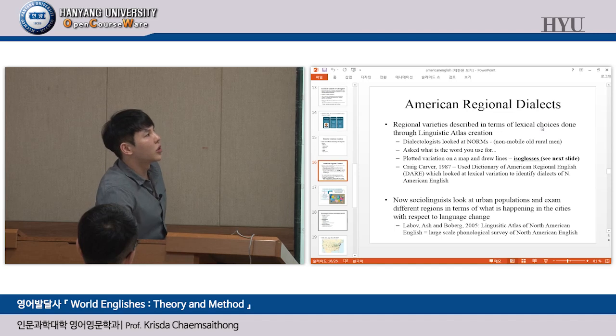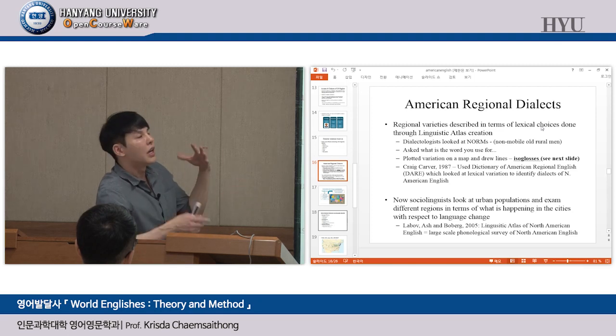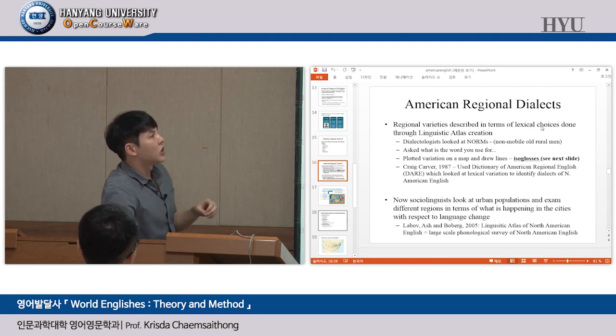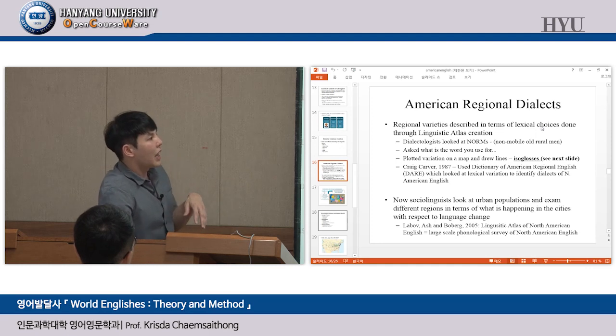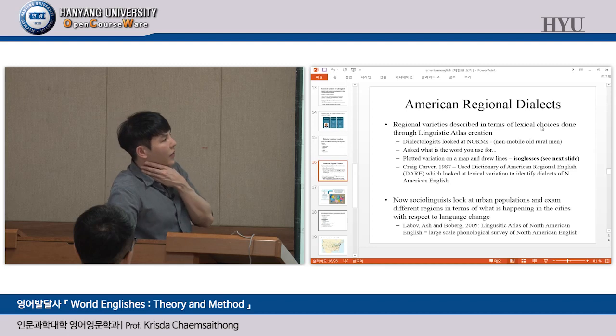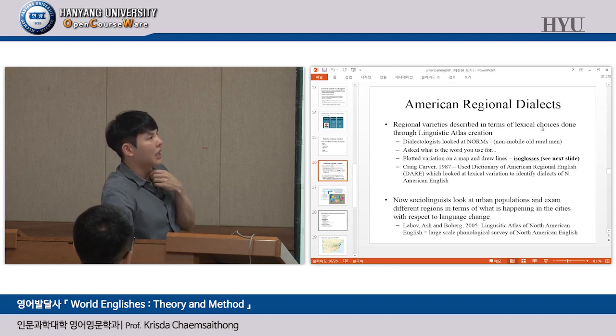And dialectologists go around asking what the word you use for, let's say, soda, for Coca-Cola, for soft drink, for anything, right? And they plotted variation on a map and they drew lines, and those lines we call isoglosses, right? I'll show you isoglosses. And one influential study was done by Carver in 1987, and he came up with what we call the Dictionary of American Regional English, right?